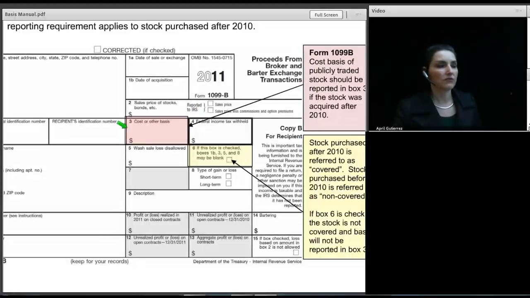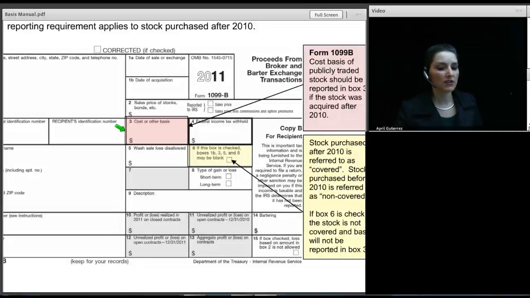Then we have box 3, cost or other basis. This is a brand new box, never been there before. Now, if there's a number in box 3, it would typically be because the stock that was sold was purchased in 2011 or a later year, because this basis reporting requirement starts in 2011, which means any stock acquired before 2011 does not need to have the basis reported to IRS. Over the next 10, 15 years, we'll presumably get to a point where most cost basis in most stock is being reported to the IRS at the time of sale. But as we sit here right now, we're only seeing basis reporting for stock that was purchased in 2011.